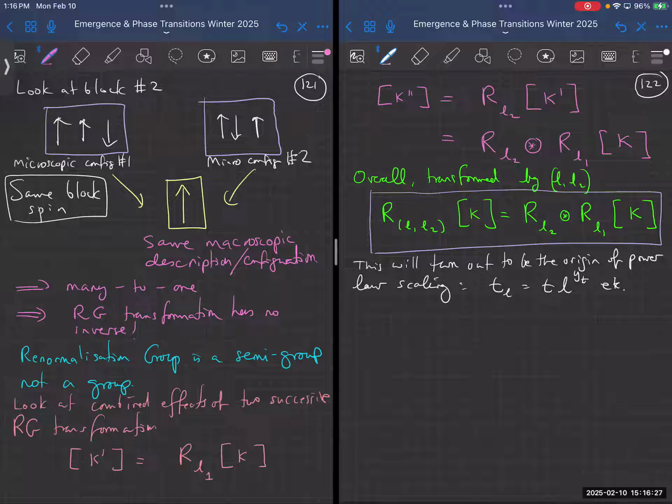So now you can ask, well, what happens to the partition function? Do I really want to explain this? Yeah, I guess I should.